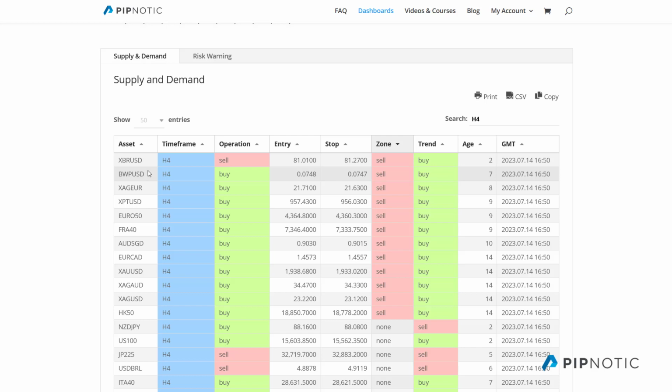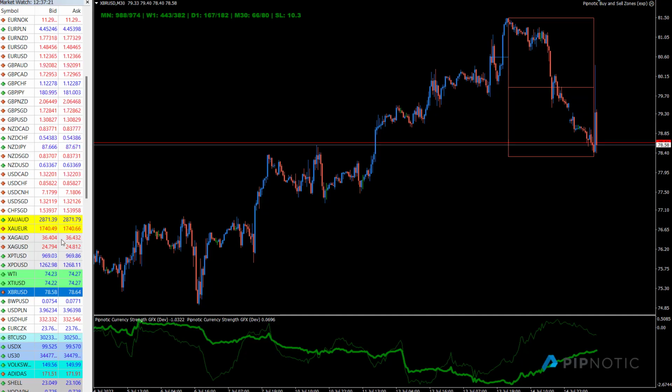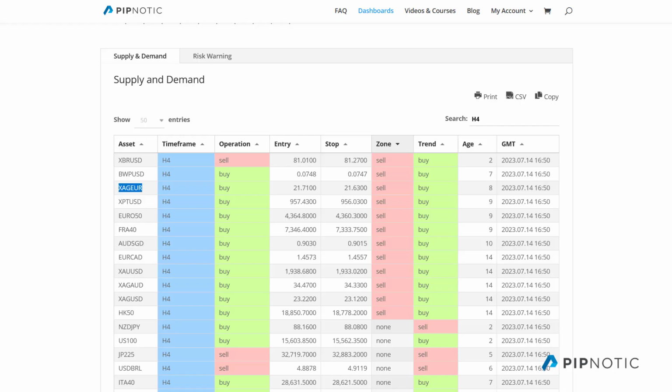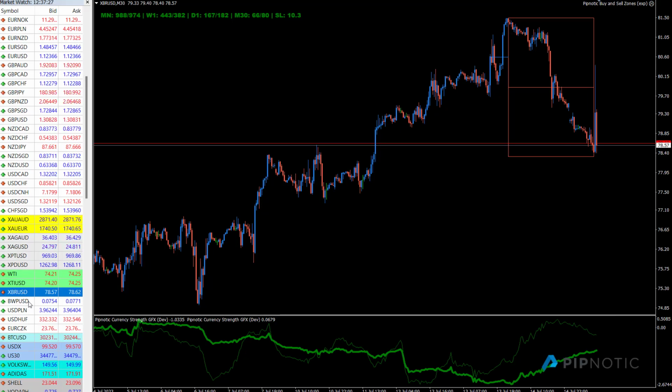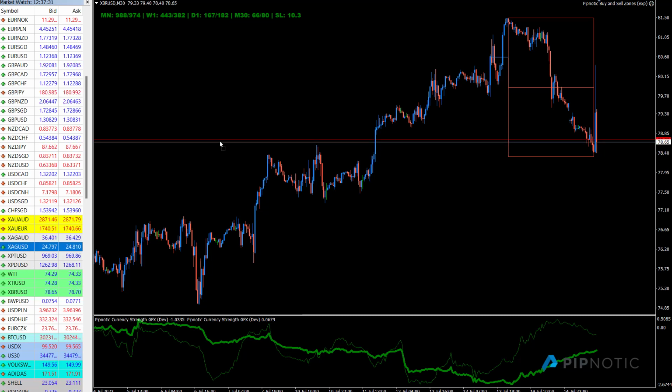Let's have a look at the XAG. What was that, XAG USD? Yes. There it is. Alright.